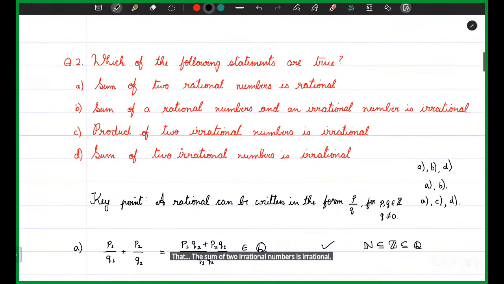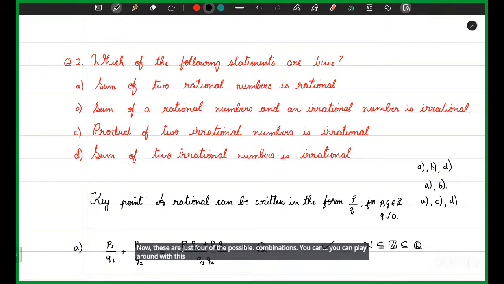Now, these are just 4 of the possible combinations. You can play around with this more generally. We have done sum of two rational numbers, sum of rational and irrational, sum of two irrational. Product of two irrational we have done. Product of two rational numbers, is that an answer?